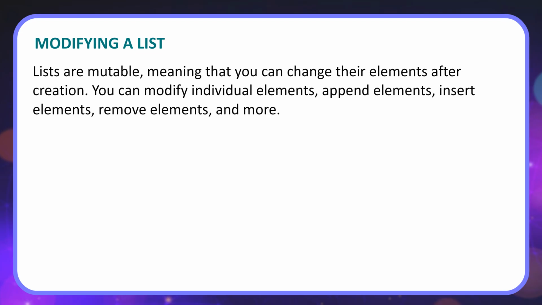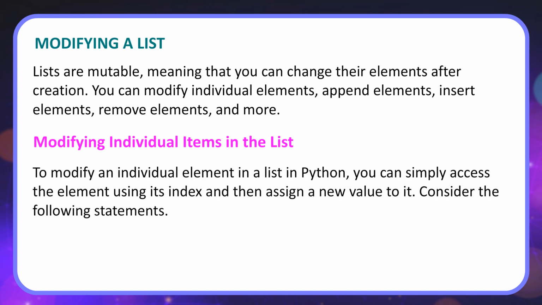Modifying a list. Lists are mutable, meaning that you can change their elements after creation. You can modify individual elements, append elements, insert elements, remove elements, and more. Modifying individual items in the list: to modify an individual element in a list in Python, you can simply access the element using its index and then assign a new value to it.